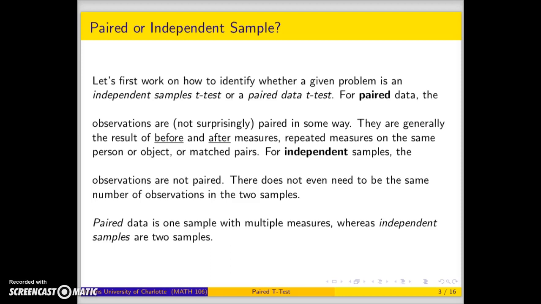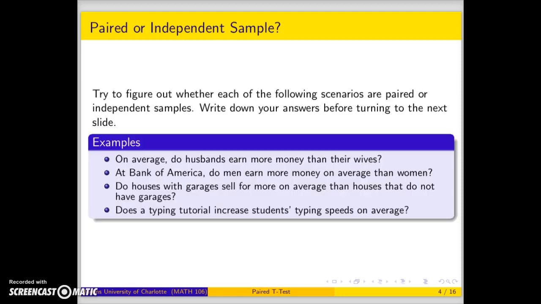For independent samples, the observations are not paired in any way. You don't even have to have the same number of observations in the two samples, like our examples in the previous slides. We didn't have to have the same number of observations. Paired data really comes down to one sample with multiple measures compared to independent samples, which are really two different samples. So take a look at these four examples and see if you can figure out if they're paired or independent samples. Pause the video and write down your answers. Then we'll go over them to see how many you can get right.